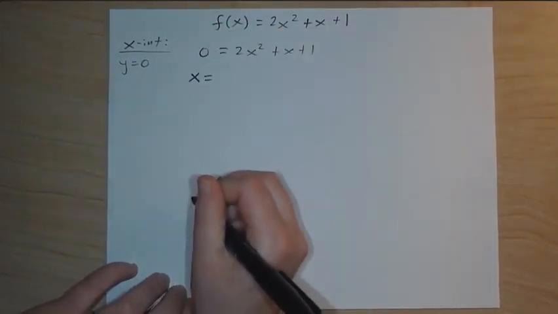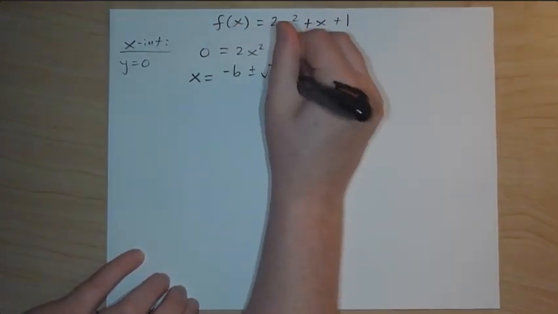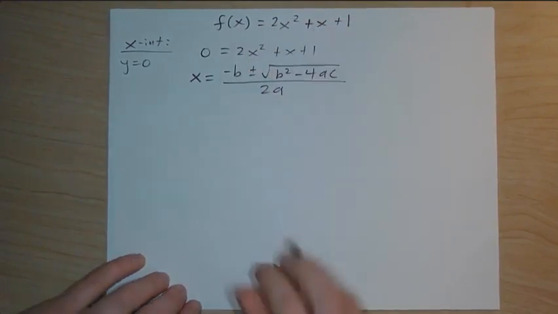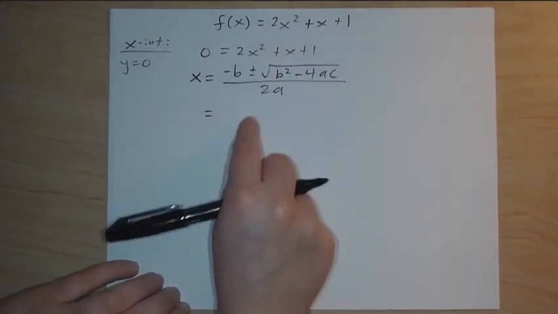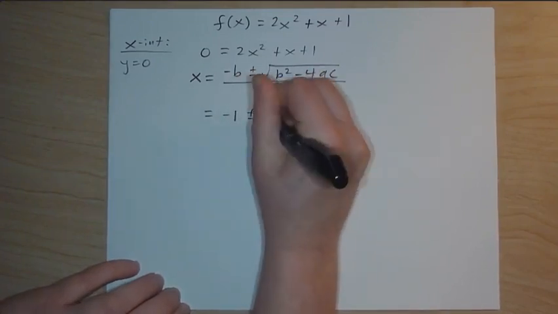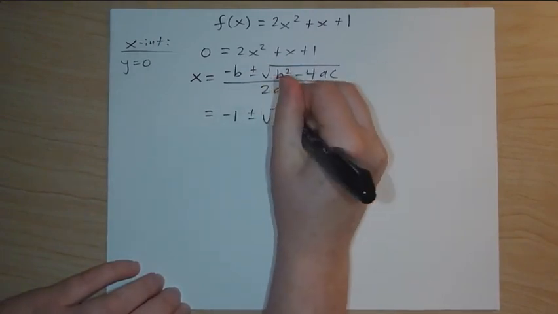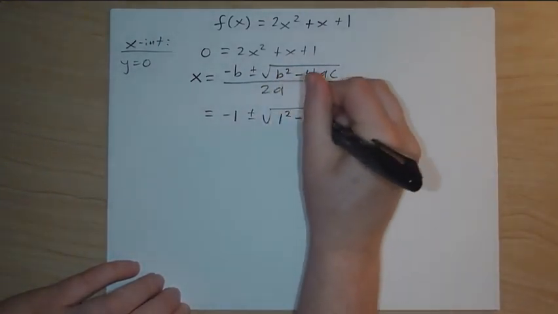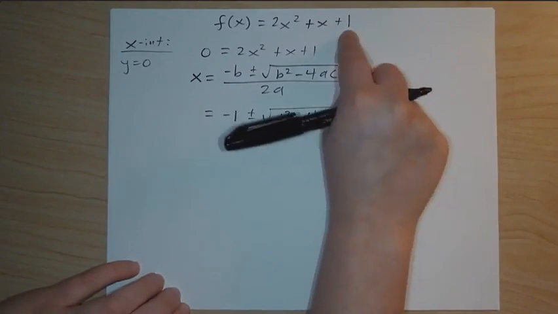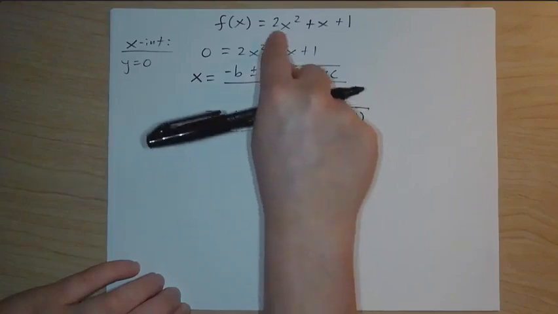The quadratic formula is x is equal to negative b plus minus the square root of b squared minus 4ac, divided by 2a. Plugging in, our b is 1, so negative b is going to give us negative 1, plus minus the square root. B again is 1, so 1 squared is just 1, but I'll write it like that anyways. Minus 4 times a, which is 2, times c, which is 1, divided by 2 times a, which is 2.